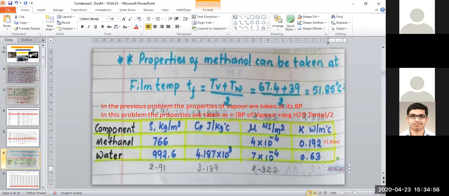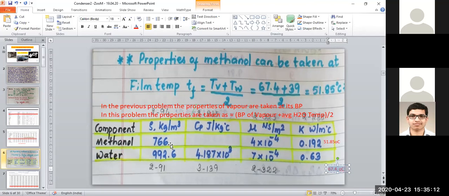Have you written this? Please write, and you can change these properties later. Some variation will be there. I have written the nearest value. What is 67.4? 67.4 is the boiling point of methanol.